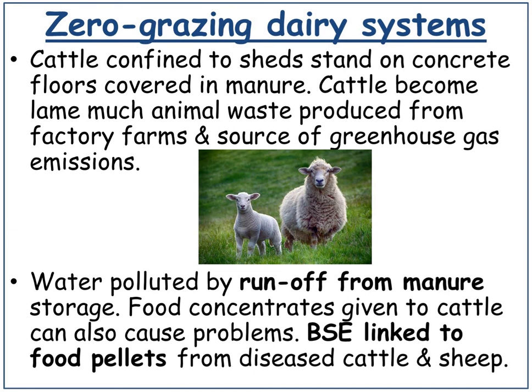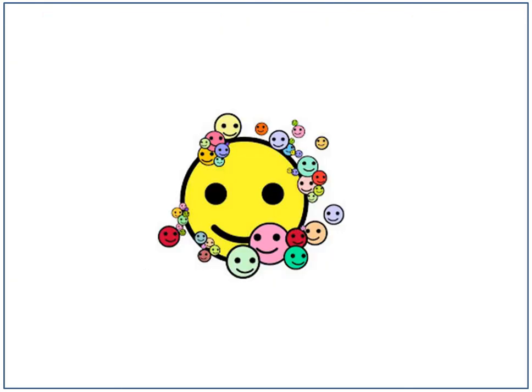Water can be polluted by runoff from manure storage, and food concentrates can be given to cattle that can also cause problems. BSE was linked to food pellets from diseased cattle and sheep. So there are many benefits, pros and cons to factory farming or free range, and it's a balance of what is the most important to that particular farmer.